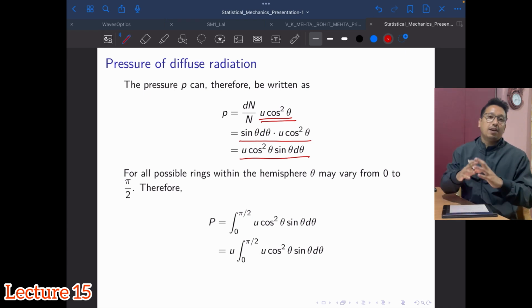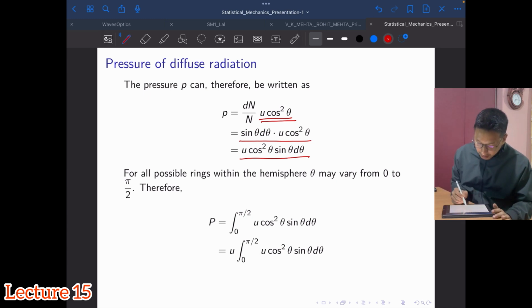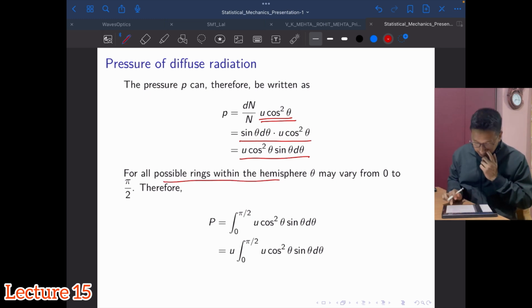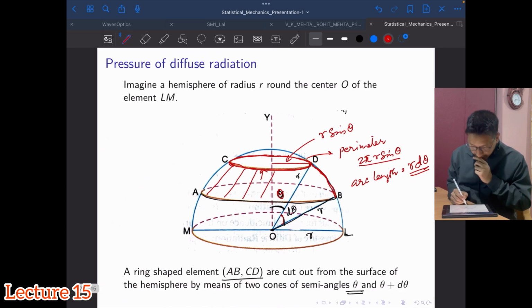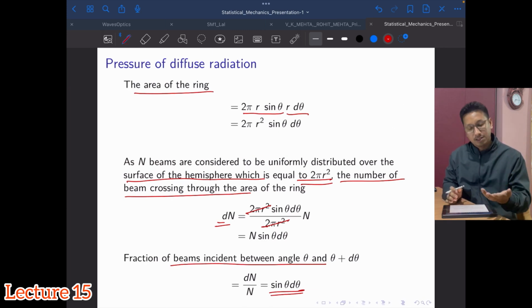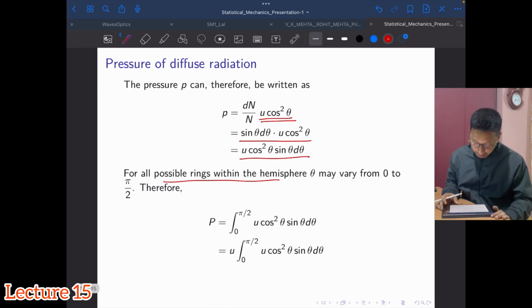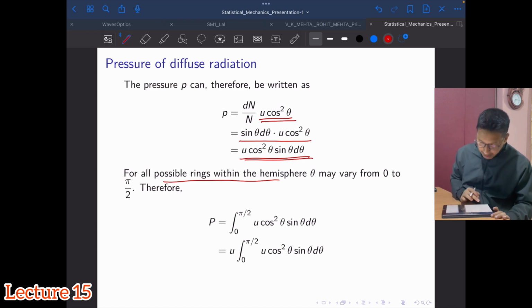Now we have to generalize this thing. So we have to consider all the beams. All possible rings within this hemisphere: theta, as you can see from this figure, can go from 0 all the way to a maximum of pi by 2. So if I integrate over all theta, then I will cover all the beams that are falling on the surface from all possible directions. So when I integrate this expression from 0 to pi by 2, this is a simple integration.